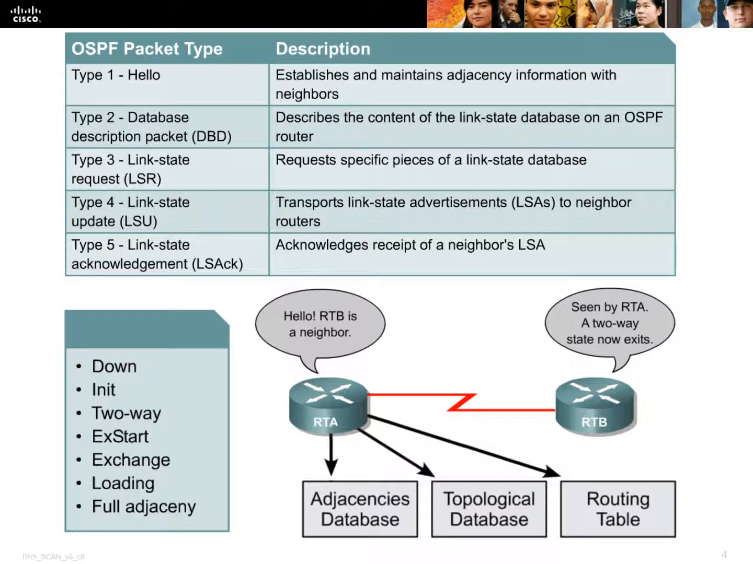So, exactly the same as EIGRP, three tables. The adjacency database, a list of our neighbors. The topology database, all of the connections that exist in the whole network. And then the forwarding database, which is the best paths. And this is what we give to the router so that it can route.